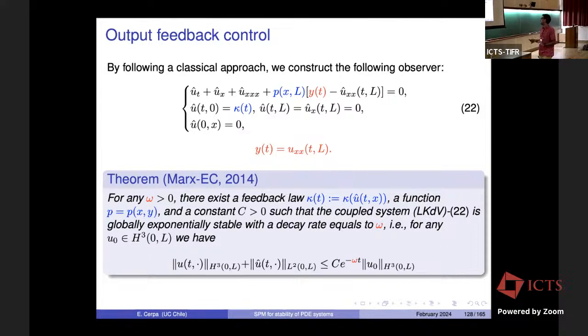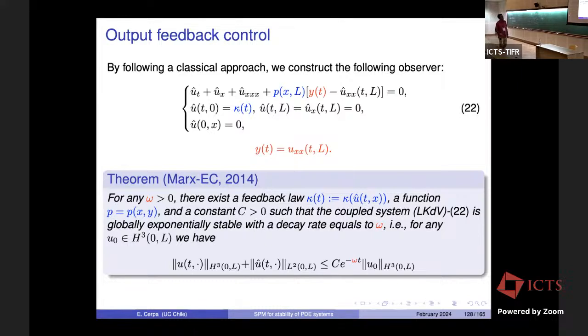That means that we can prove, well, here instead of U it is U minus U hat, so you can prove that U and U hat are converging to the same point, or to the same trajectory.